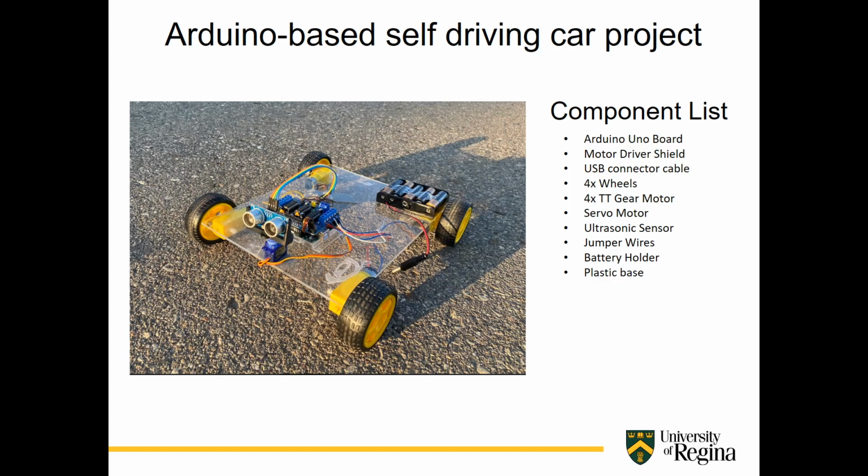So I have the Arduino board, the motor driver shield, the USB connector cable, 4 wheels, 4 motors along with the wheels, the servo motor in front, the ultrasonic sensor, the jumper wires, the battery holder, and the plastic base which holds everything. So as you may see in the front, I also have the 3D print version of the ultrasonic holder that I was able to find online.